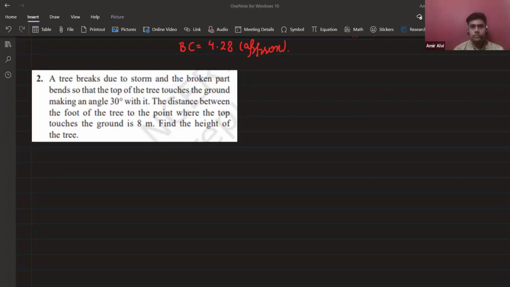Sir, to cancel out the root in the denominator, we multiply it with root 3, right? Root 3, yes. Rationalization. Because we should make the denominator a rational number. Okay.